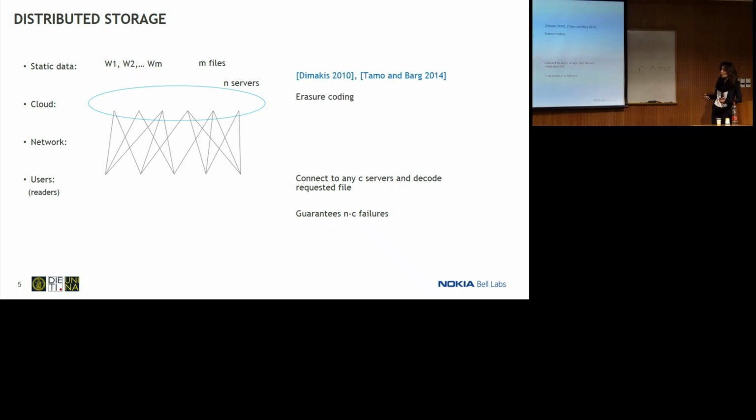One possible approach to solve this problem is indeed using erasure codes. We use an (n, c) MDS code for each file. In this setting, each server is going to store one codeword symbol for each file. This leads, as we know, to a storage cost per server, per file, normalized by the size of the file, which is equal to 1/c, where c is the arbitrary set of servers to which the decoder needs to connect in order to decode the requested file.